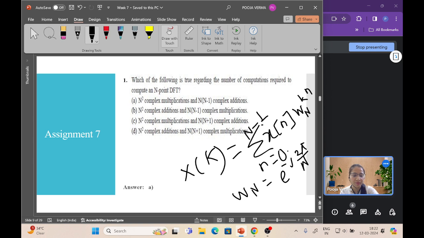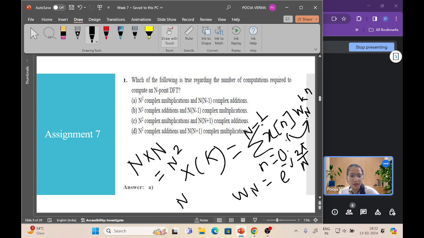So here we need to compute the N-point DFT. Total N multiplications are required, N multiplications of these two, and for computing the N-point DFT it is multiplied by N. So a total of N square complex multiplications are required for an N-point DFT.